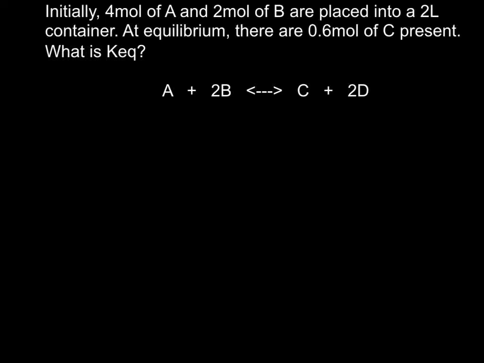Okay, so in this problem, we're going to learn how to do a method called ICE box. First of all, we use ICE box when we're given initial concentrations and asked to find either equilibrium concentrations or Keq, and we're not given enough equilibrium concentrations to find Keq.